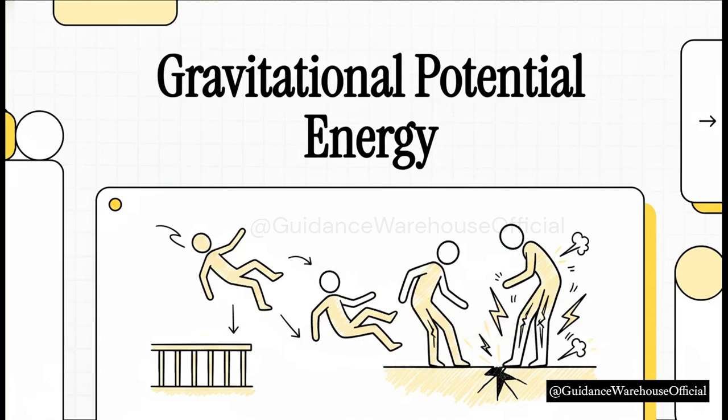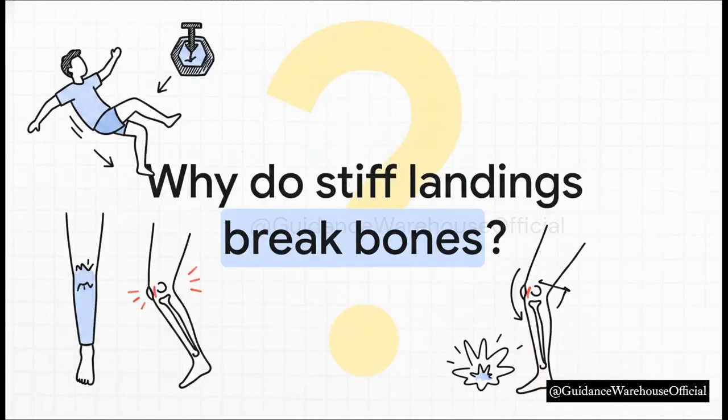Imagine you jump off a first-floor balcony, about 3 meters high, straight onto a hard concrete floor. If you land perfectly straight, with your legs completely stiff, the bones in your legs are literally going to snap. So why exactly does locking your knees turn a jump into a catastrophic injury?